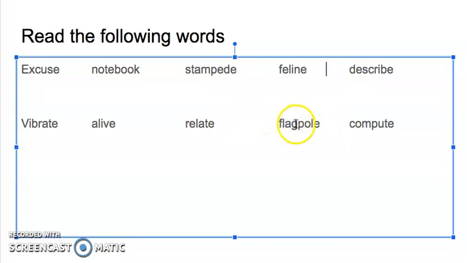Next word is flagpole. And our O says its name because it's in a consonant, vowel, consonant, E situation, and the E makes it say its name. And our last word here is compute. And we have our consonant, vowel, consonant, E at the end. Our E makes that U say its name.